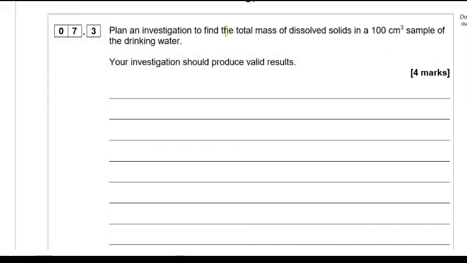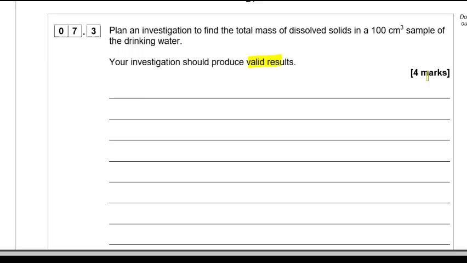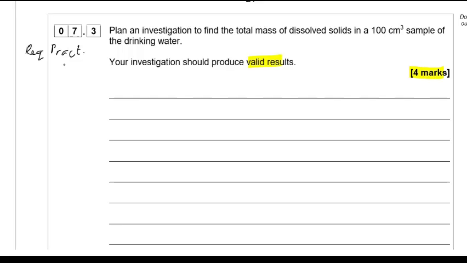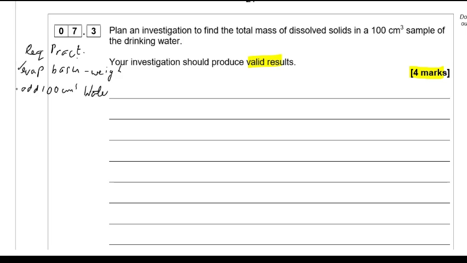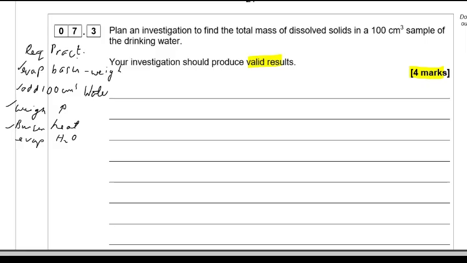7.3. Plan an investigation to find the total mass of dissolved solids in a 100 cm³ sample of the drinking water. Your investigation should produce valid results for 4 marks. Now this is a required practical that many of you will have done at some point. So you take an evaporating basin and weigh it. Add the 100 cubic centimetres of the drinking water and then weigh it again. Use a Bunsen to heat the evaporating basin to evaporate the water. You're not required to mention any detail here, just maybe put it on a water bath.